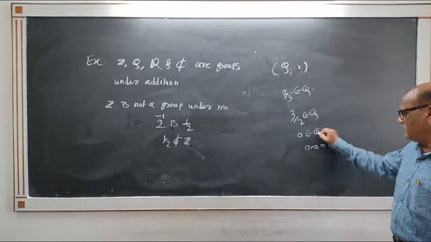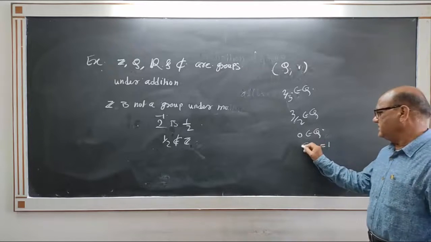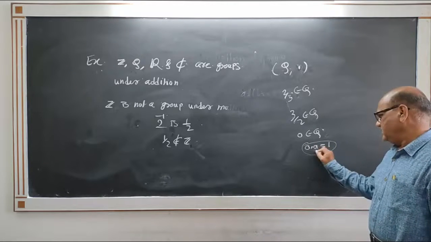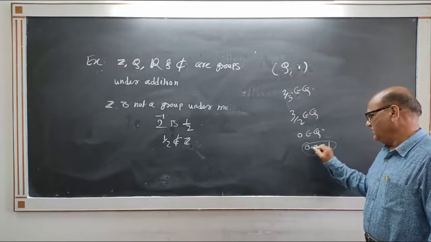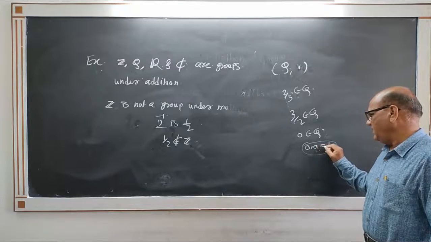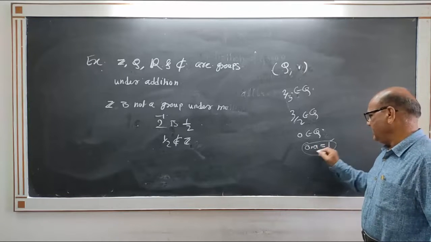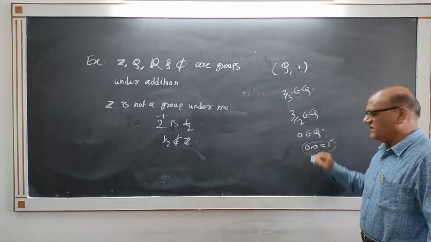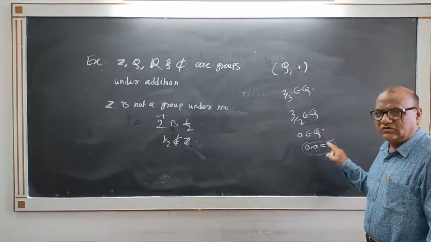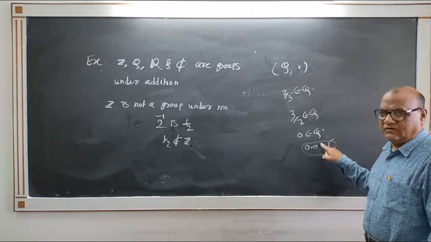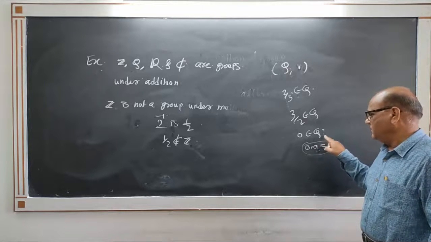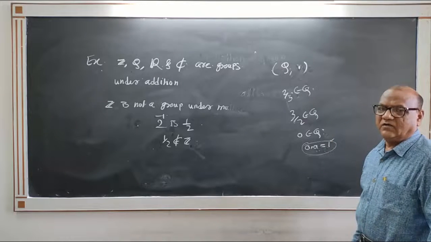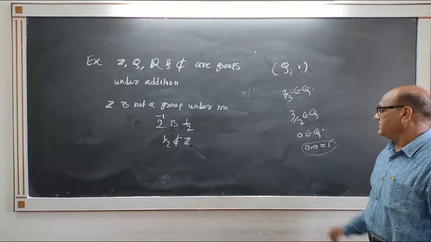For a belongs to Q, that means 0 has no inverse in Q. This is not satisfied: 0 into something a is equal to 1, where 1 is the identity. 0 is an element, a is its inverse. Such a does not exist in Q. So the inverse of 0 does not exist. So Q is not a group under multiplication.